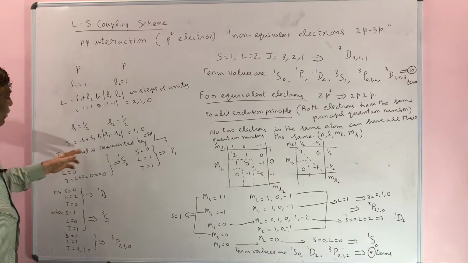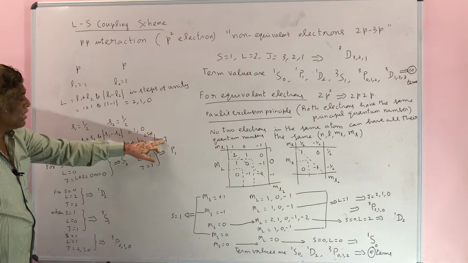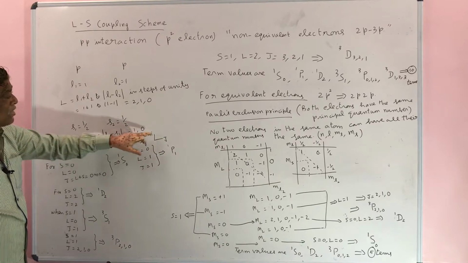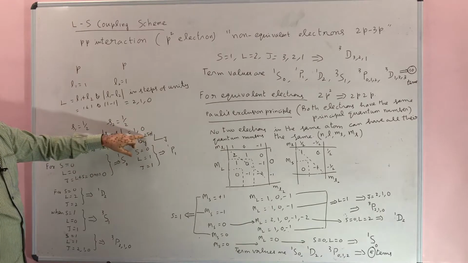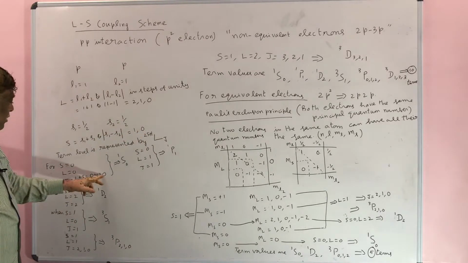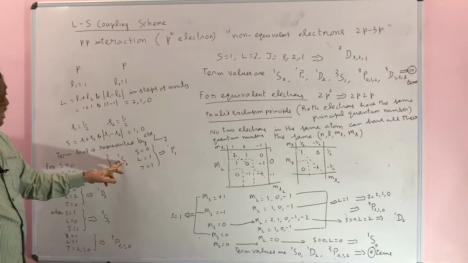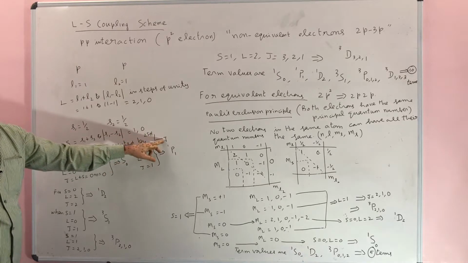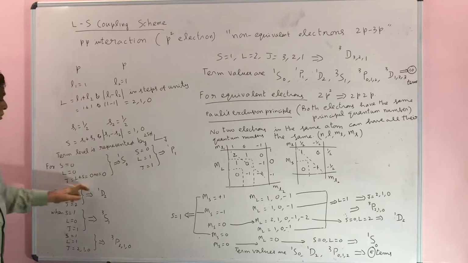Any term value is represented by L, where the subscript is J and the superscript is 2S plus 1, which is called the multiplicity. Since S is equal to 0, 2S plus 1 is equal to 1. L equal to 0 means it is an S state. So this is 1S, and the total value of J is equal to 0. So 1S0 is the state corresponding to these quantum numbers.